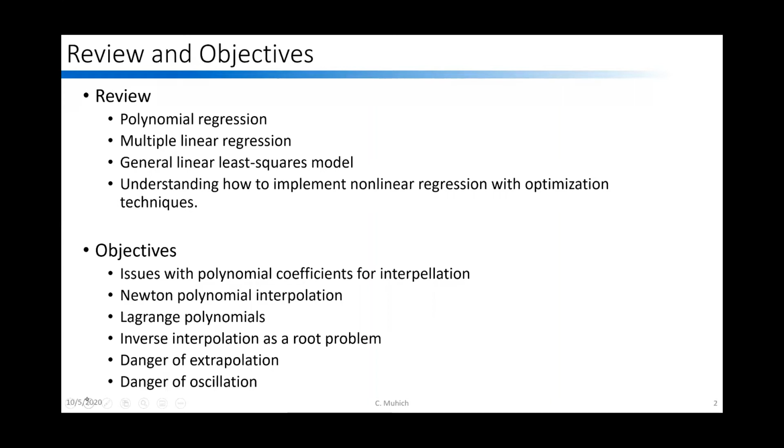However, what we're going to talk about today is a case where we have relatively little data. What this means is we can no longer do fitting, and we now have to go towards interpolation. Within this, we're going to talk about polynomial interpolation, specifically the Newtonian and the Lagrange polynomials, how this can be applied to inverse interpolation problems, and then the dangers of doing interpolation and extrapolation and how this can lead to oscillation.